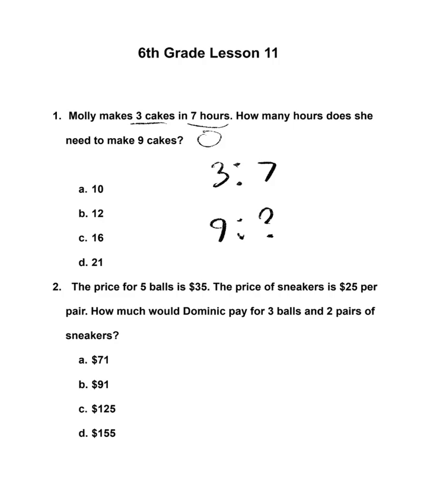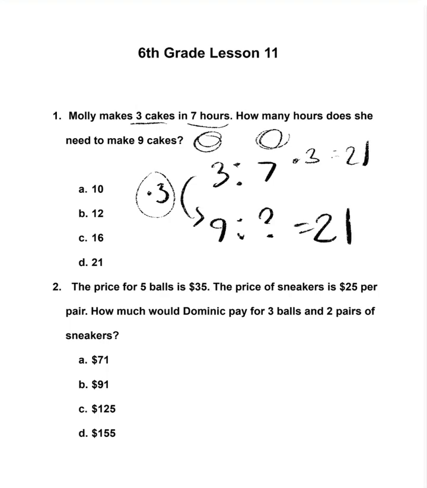So this is cakes, and this is hours. So to get from 3 to 9, you have to multiply by 3, and then since we do that on one side, we have to do that on the other. So 7 times 3 is equal to 21, which is our number of hours needed to make 9 cakes. So D.